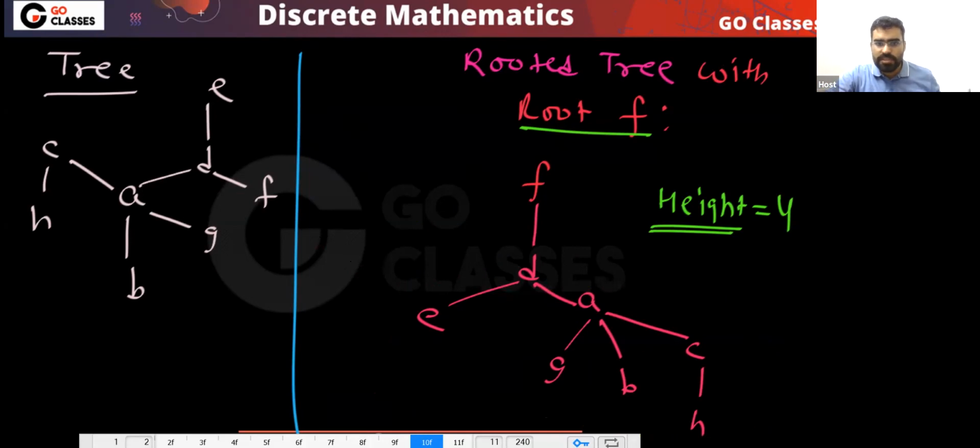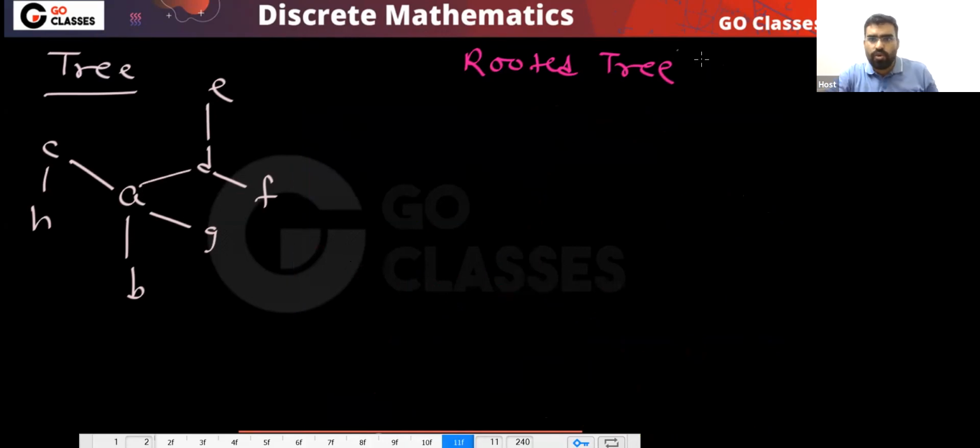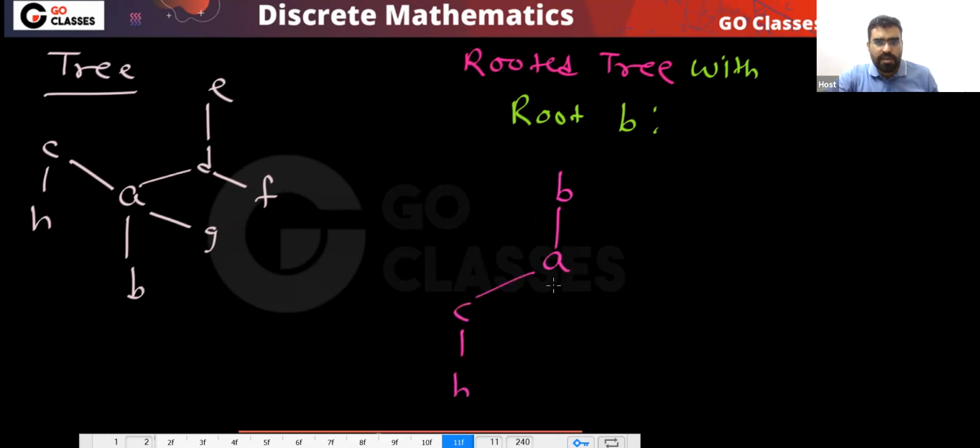Now similarly, if I ask you, what is the rooted tree with root B? If I want to make B the root, then what will it be? Very simple, pick this and make it the root. You can notice B is adjacent to A. Now this will happen like this: this A, then this D, then this E, then this F.